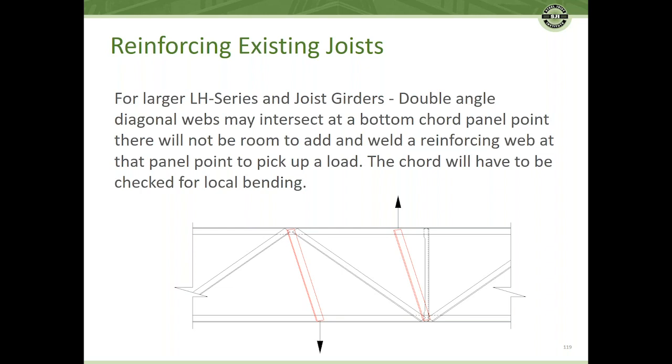So maybe these web members need to be coped special to get in between the gaps of where those webs are. And sometimes it's just easy to check the chord for bending, particularly if the load is not in the center third of the joist. The joist may have sufficient capacity without adding an extra web to carry that load. So there again, something to keep in mind.